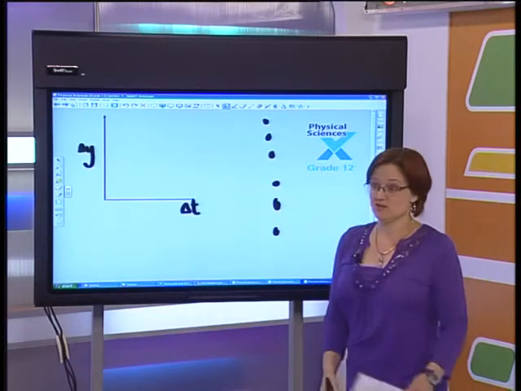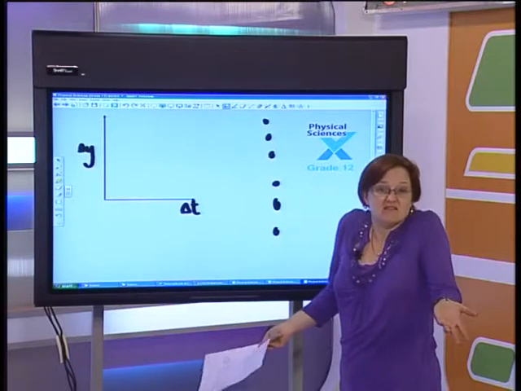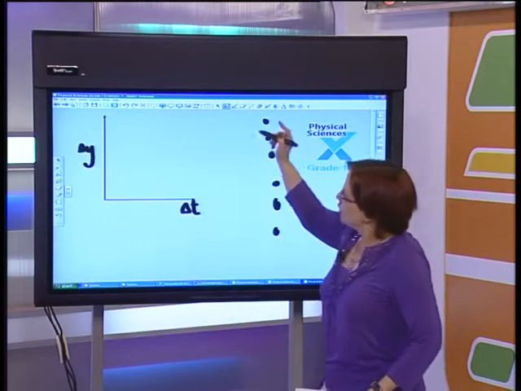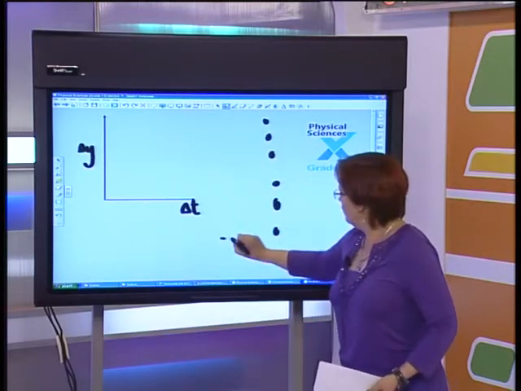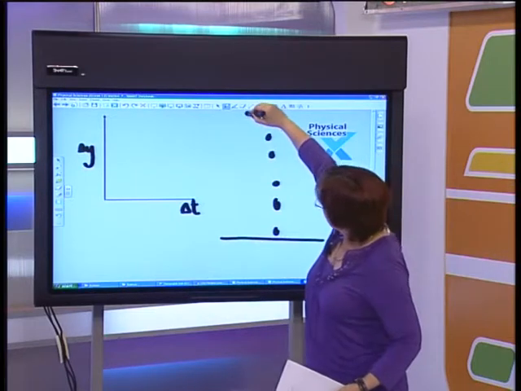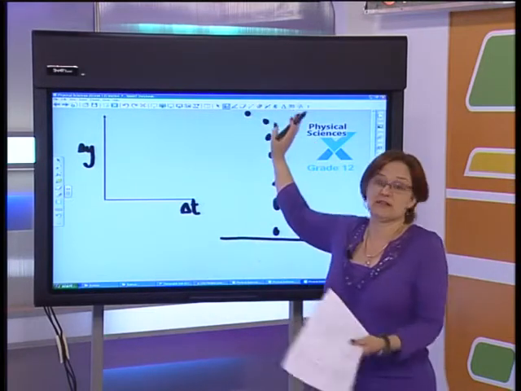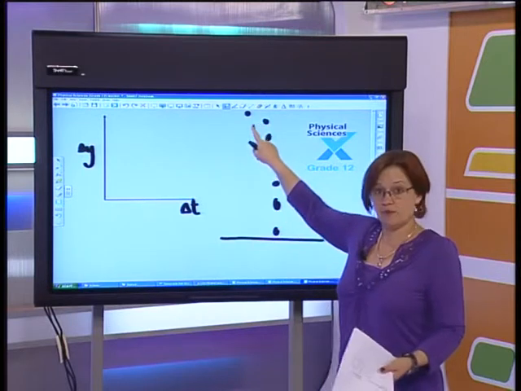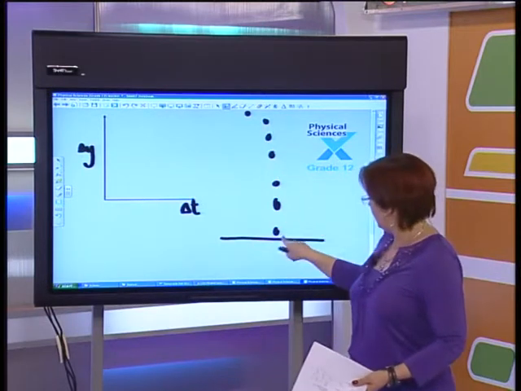Logically, I'm hoping we all realize, which way do we want to make positive? Down, because that's the way it went. So if this is my starting position, that would be displacement 0 at the top. It's going down and getting further away.